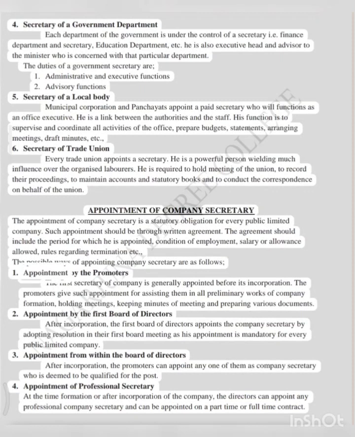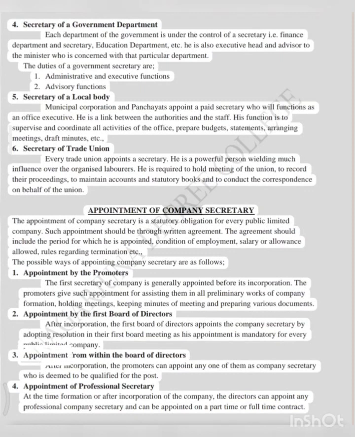1. Appointment by the promoters. The first secretary of a company is generally appointed before its incorporation. The promoters give such appointment for assisting them in all preliminary works of company formation, holding meetings, keeping minutes of meetings, and preparing various documents. 2. Appointment by the first board of directors. After incorporation, the first board of directors appoints the company secretary by adopting a resolution in their first board meeting, as his appointment is mandatory for every public limited company.